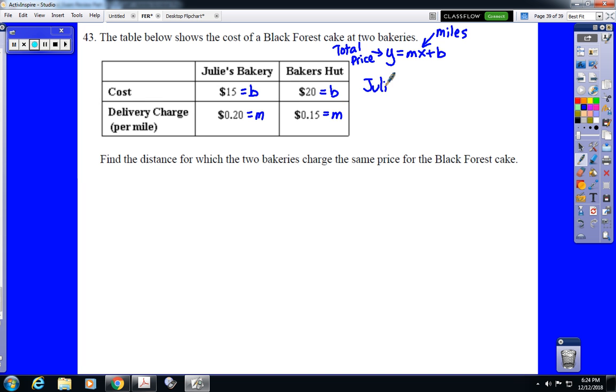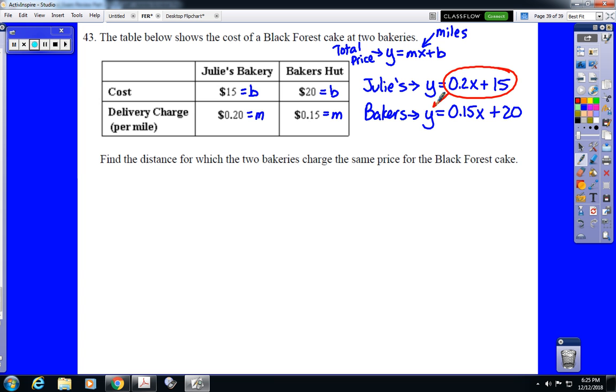So for Julie's, we would have y equals 20 cents per mile, so 0.2x plus $15 for the actual cake. At Baker's Hut, we have 15 cents per mile, so 0.15x plus $20 for the cake. This is essentially a systems problem where we're supposed to take that and plug it in here for y. So we are supposed to solve the equation 0.2x plus 15 equals 0.15x plus 20.